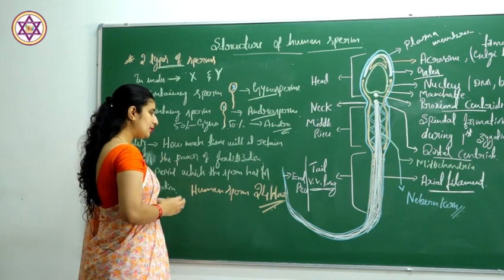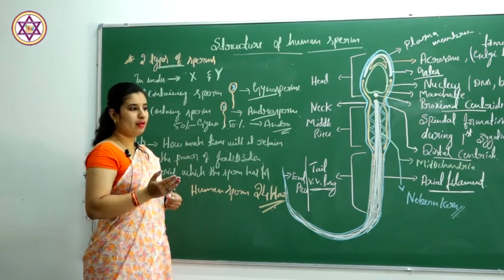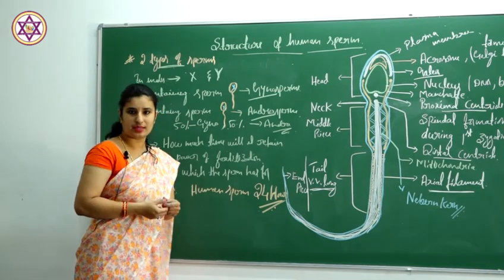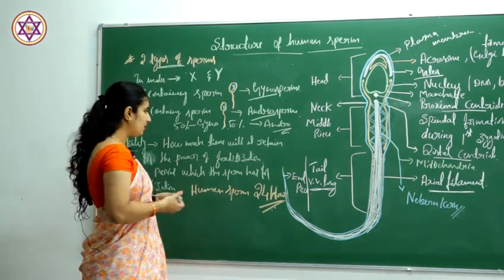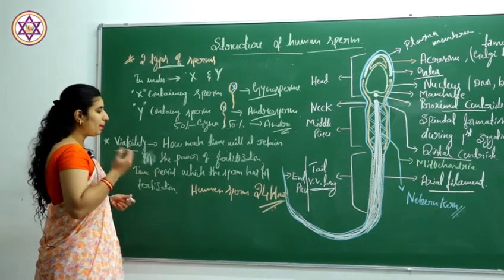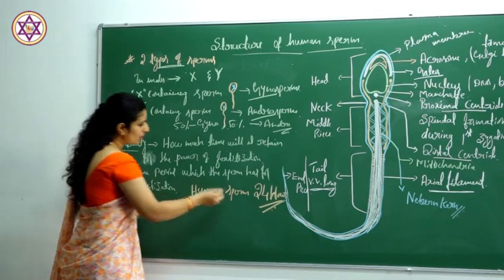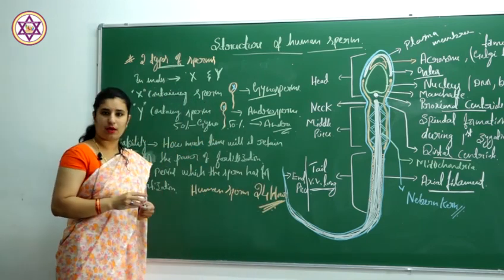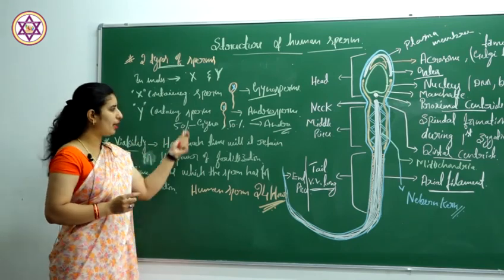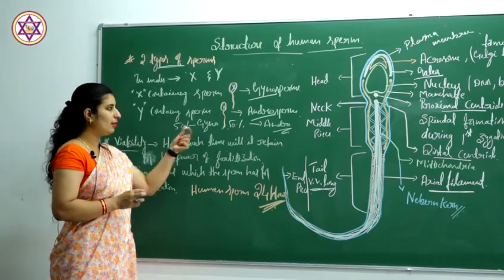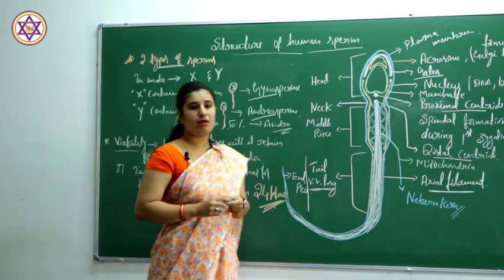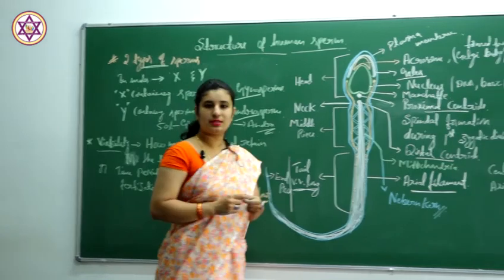The sperm lives longer than 24 hours, but the ability or power of fertilization lasts just 24 hours. This is about the viability and the types of sperms, gynosperms and androsperms. So I hope you all understood about the structure of the human sperm.